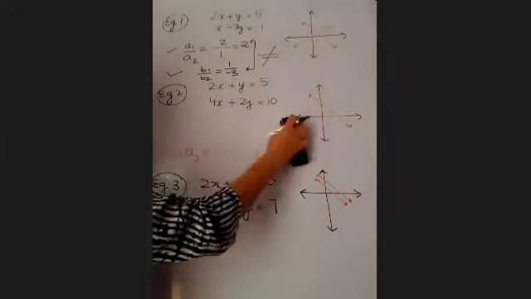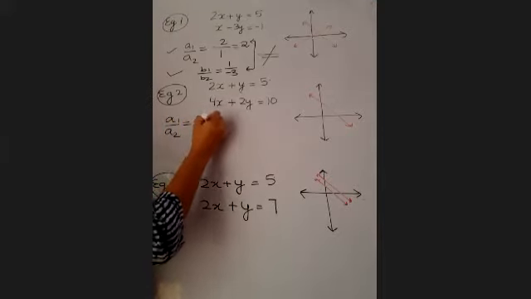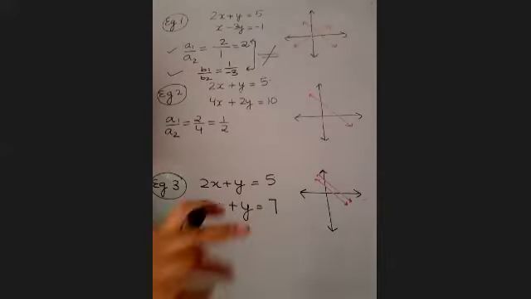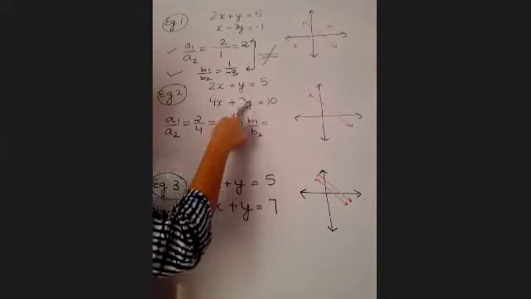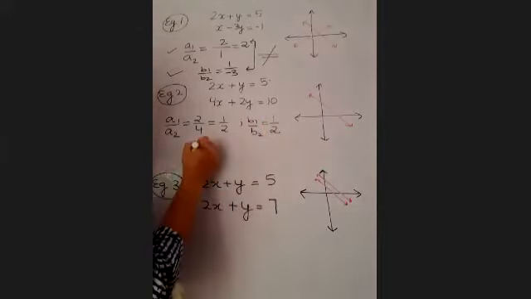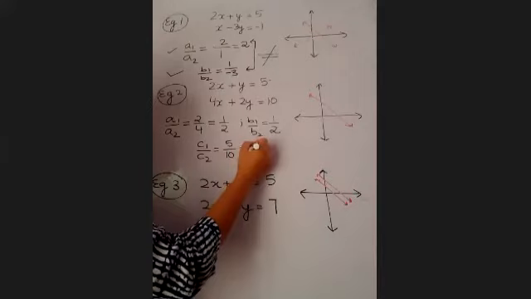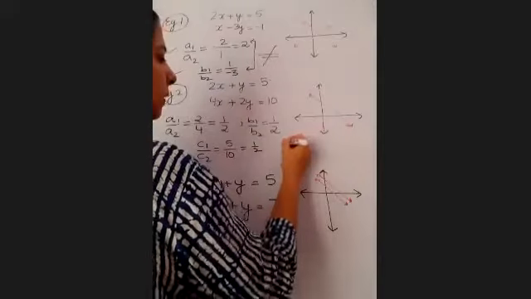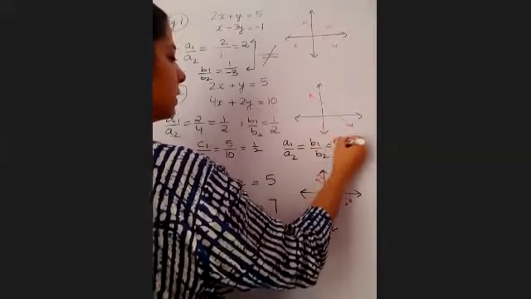Okay. Let us see here. What is a1 by a2, children? 2 by 4, which is 1 by 2. b1 by b2? 1 by 2. c1 by c2? 5 upon 10, which is 1 by 2. What are we getting here? That a1 by a2 is equal to b1 by b2 is equal to c1 by c2.